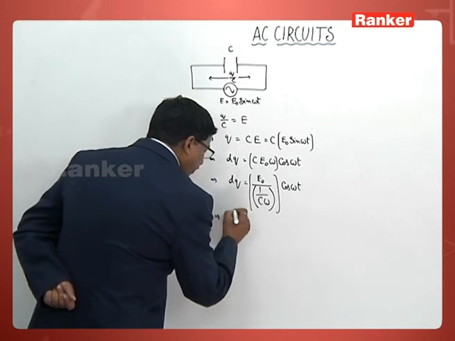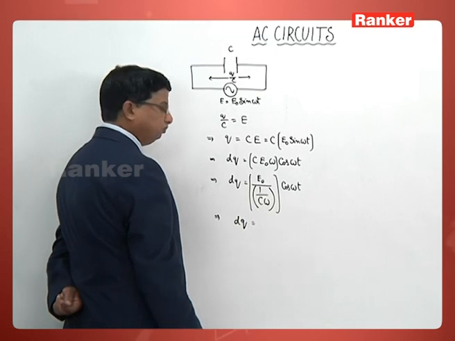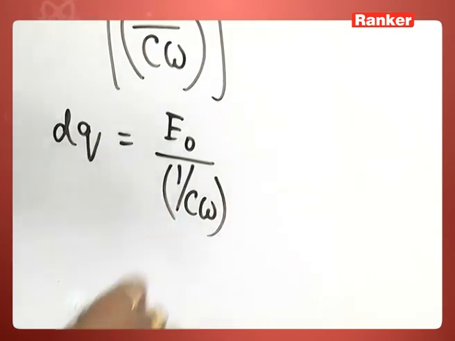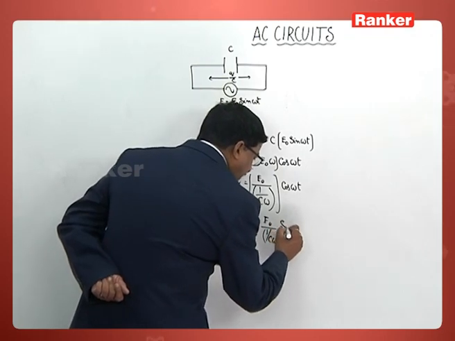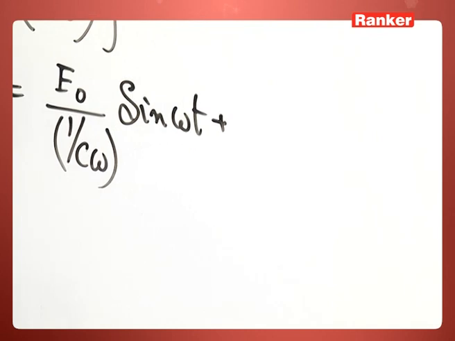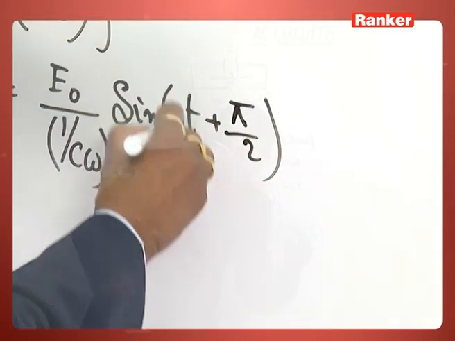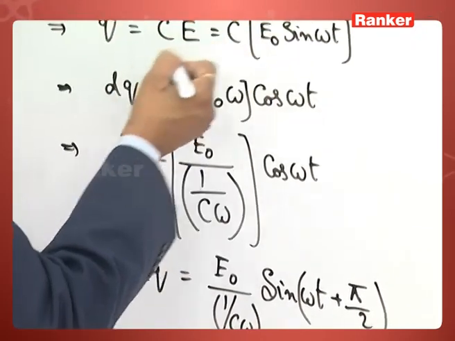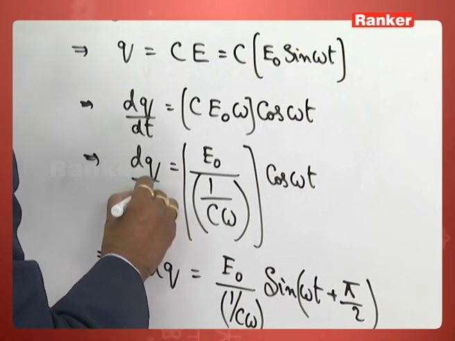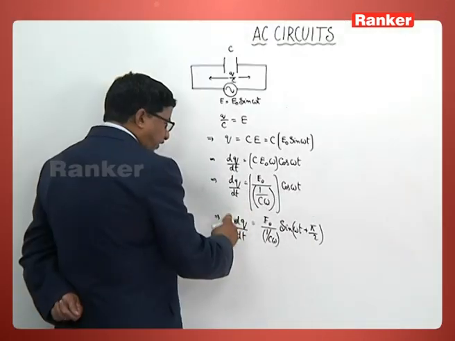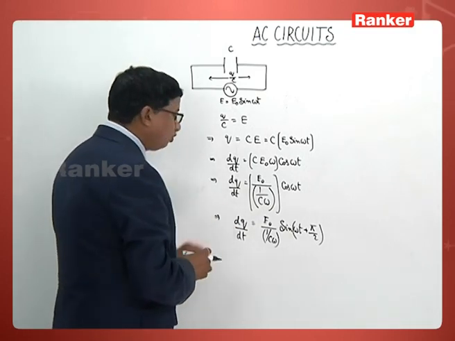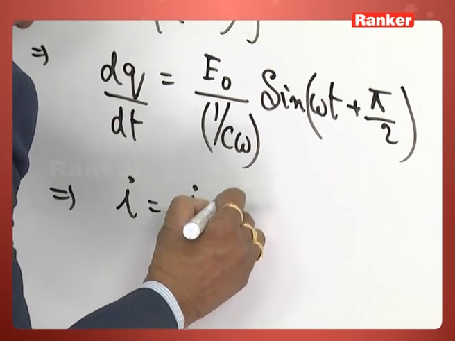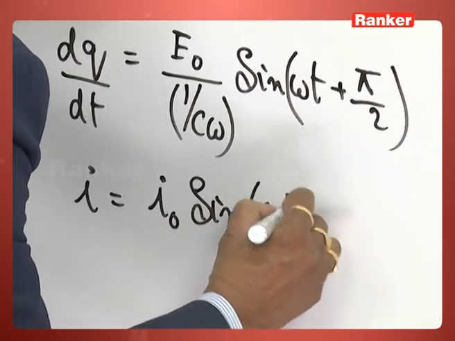But of course, this can be rewritten this way, dq is equal to e naught by 1 by c omega. This cos omega t can now be written as sin of omega t plus pi by 2. So when we directly differentiate this with respect to time, this rate of flow of charge, we call that current. So what is the ultimate equation? I is equal to I naught sine omega t plus pi by 2.